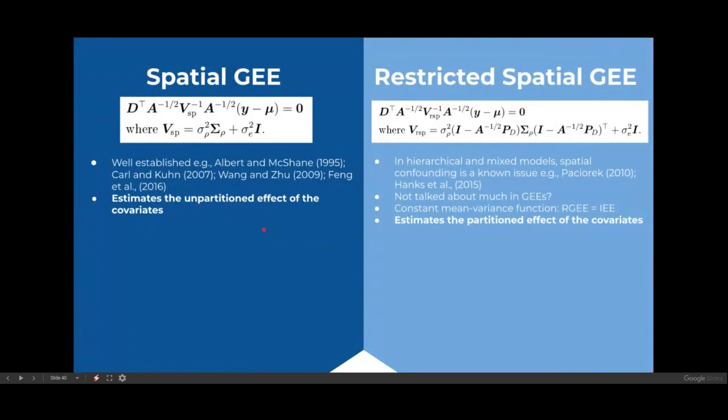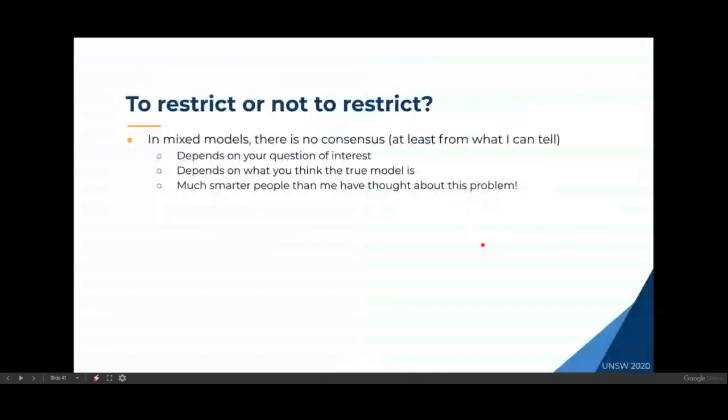And so again, to sum up where we're at, we've got the unrestricted spatial GE, which estimates the unpartitioned effect of the covariates, and then the restricted spatial GE, which estimates the partitioned effect of the covariates. So this is beta, and this is alpha. Because we have two of these in play, and we have interpretations of them, the natural question that arises is, to restrict or not to restrict? Are we interested in beta or are we interested in alpha?